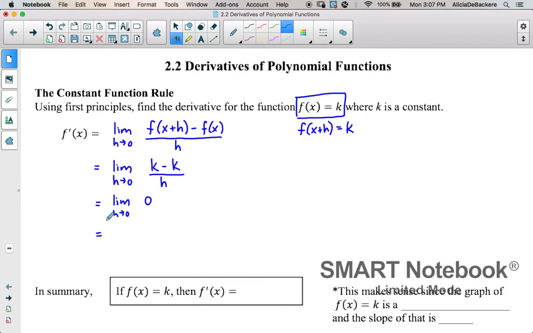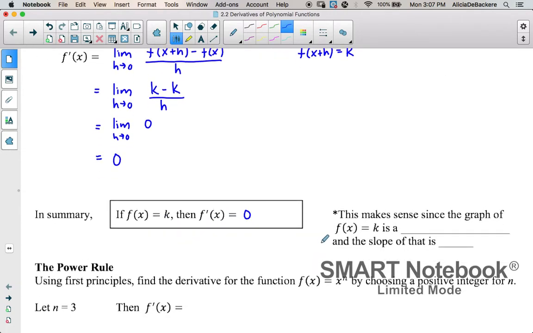And again, there's nowhere for me to plug h equals 0 in here. There's no direct substitution to do. It's just equal to 0. And we know that as a limit rule as well, right? When I'm taking the limit of a constant, it's equal to just that constant. And so what we find out here is that in summary, if f at x is just equal to some number k, then the derivative value will always be 0, no matter where I am along the x-axis.